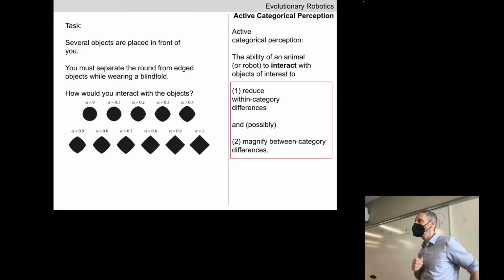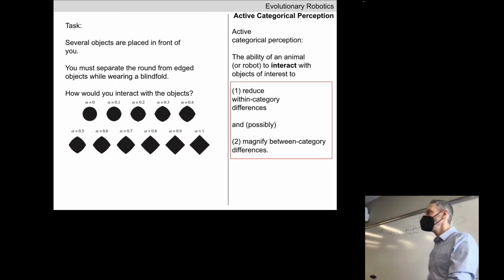Let's look at a more concrete example. Imagine you have these 11 objects placed in front of you, one after the other. You take your mask and take it off your nose and mouth and you put it over your eyes. You can't see the objects anymore. I'm going to put one of these 11 objects in front of you at random, and you are going to have to distinguish between the round and the edged objects. How would you do it?